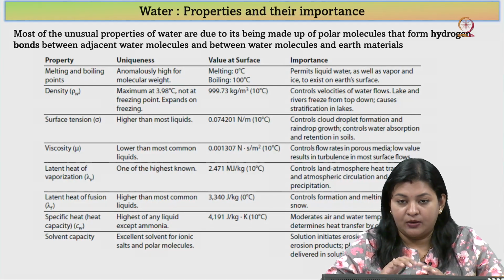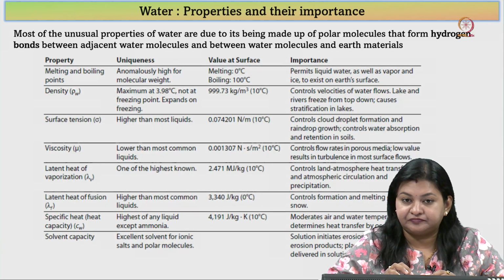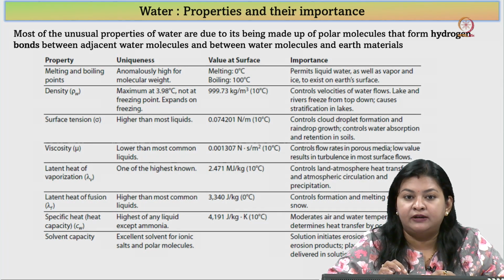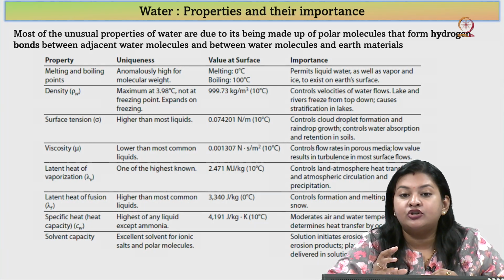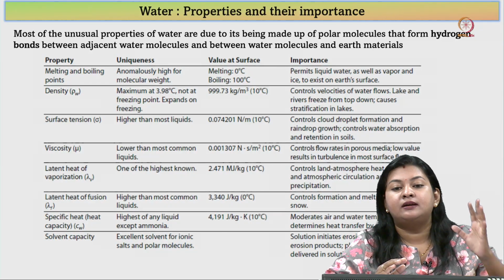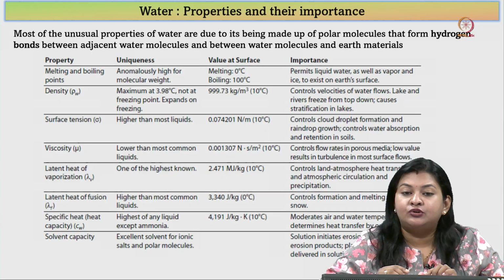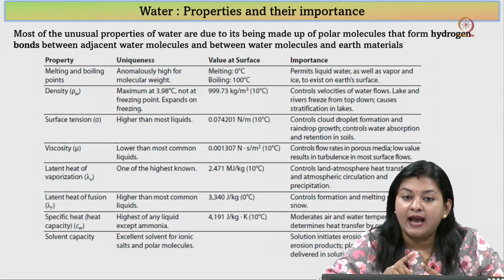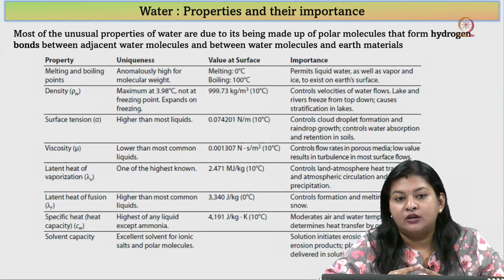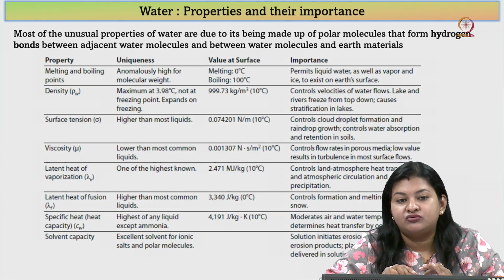So, this is how it is important: it controls the cloud droplet formation and raindrop growth when it is falling down through the atmosphere. It controls water absorption and retention in the soils. So, surface tension is extremely important.